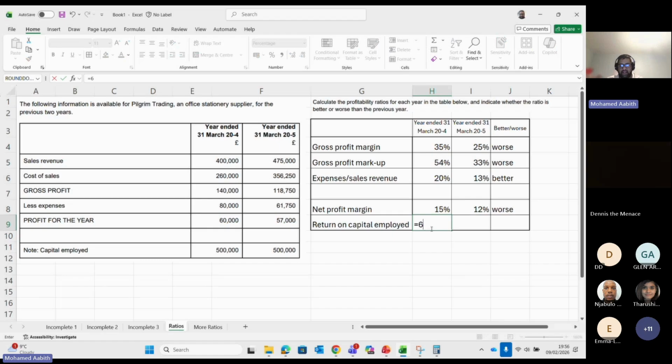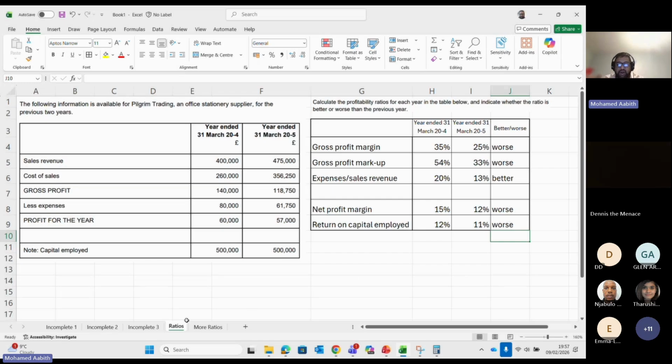What is the profit we had here? £60,000 divided by the capital employed, which is your £500,000, is 12% there. On the next scenario, we have £57,000 divided by £500,000 capital employed. It is 11%. Again, it got worse. So it's going to take me more time to enjoy the return on the capital I have employed. Even though it's only 1%, that is still going to matter for the people who are going to look at the ratio, because it takes longer for you to get your investment back.